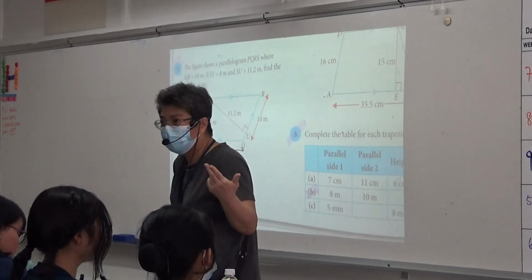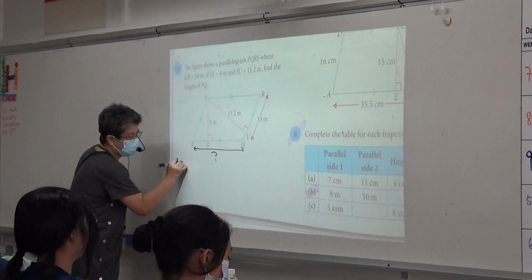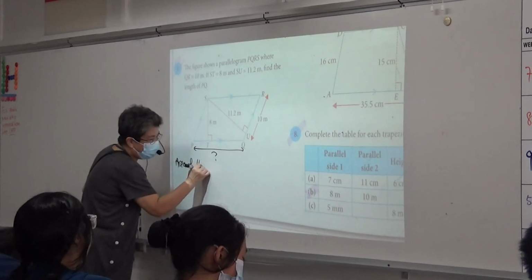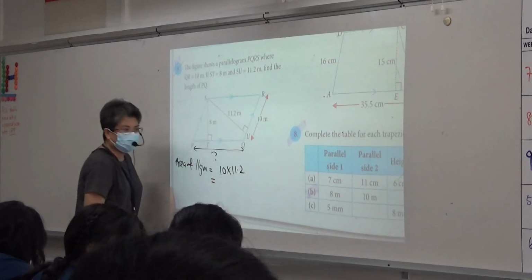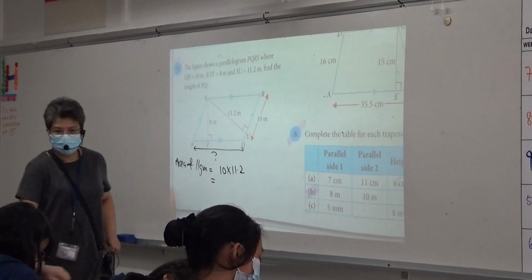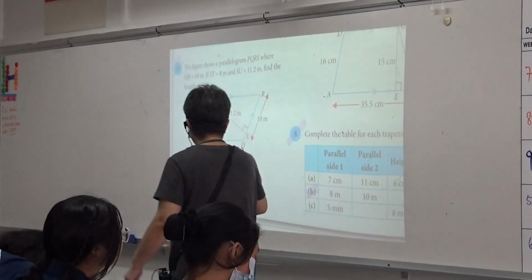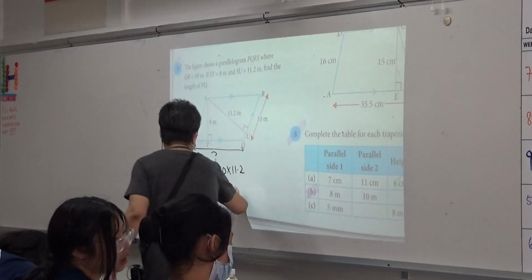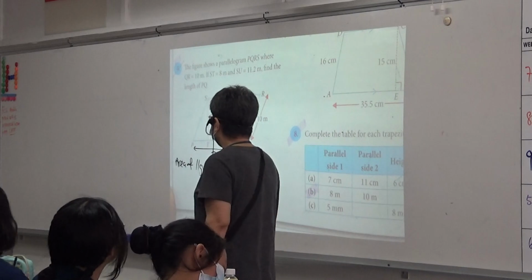Do you agree? Okay. So, first of all, we write area of parallelogram is 10 times 11.2. Do you agree? Okay, all of you use your calculator. What is this answer? 112. What's the units? Meter only, meter square. Okay.